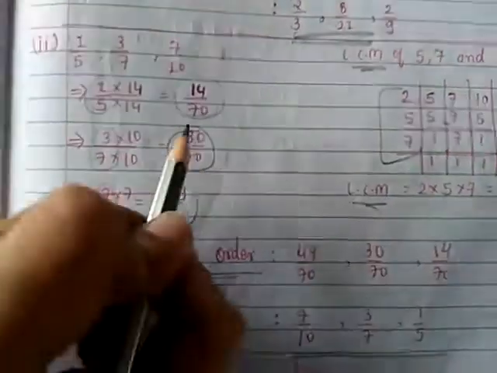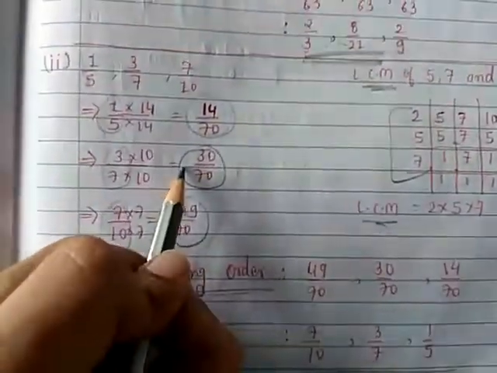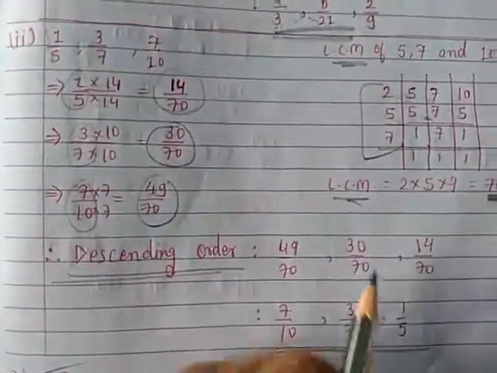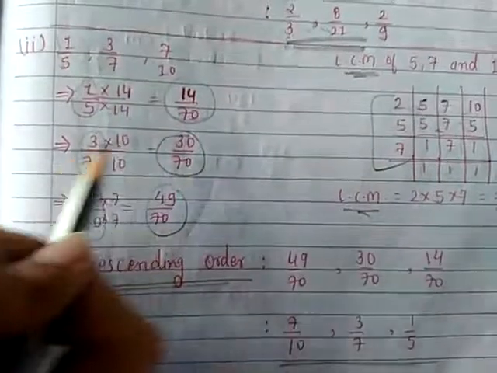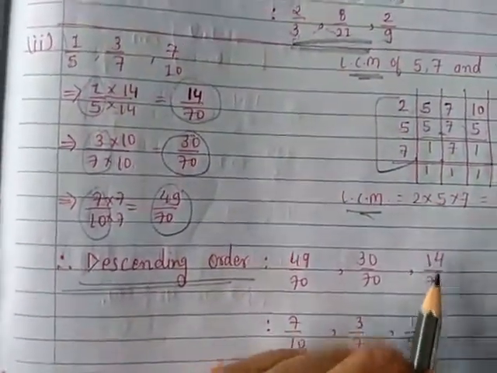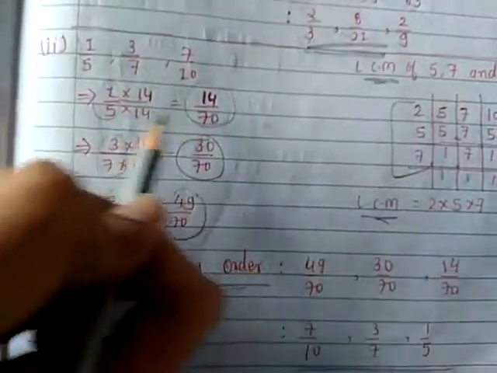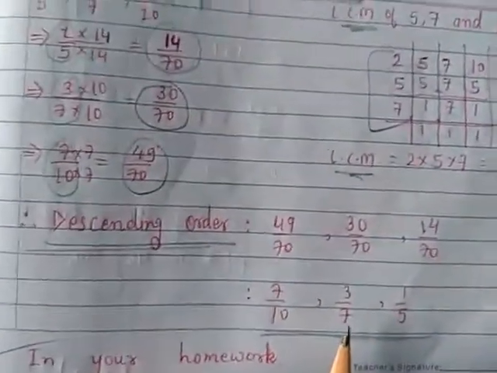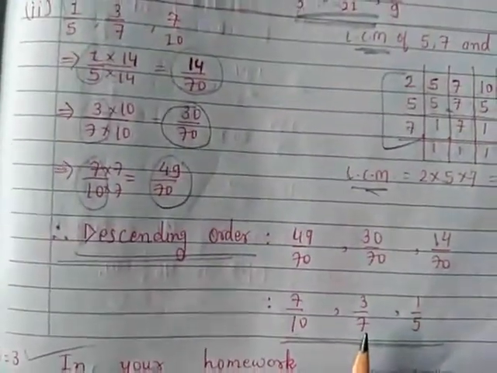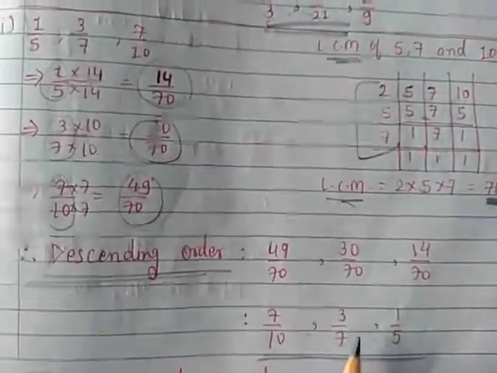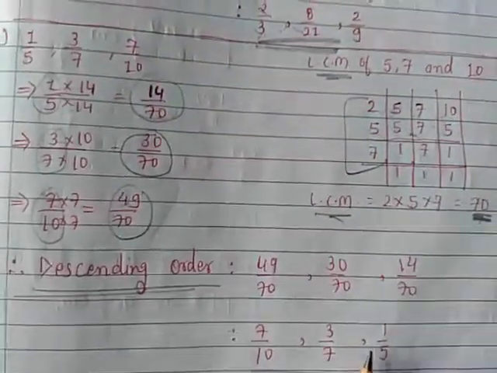Understood? Now see, 49 upon 70 is the same as 7 upon 10. 30 upon 70 is the same as 3 upon 7. And 14 upon 70 is the same as 1 upon 5. Okay, so in this way we will get our answer. The descending order of the given fractions: 7 upon 10, 3 upon 7 and 1 upon 5.